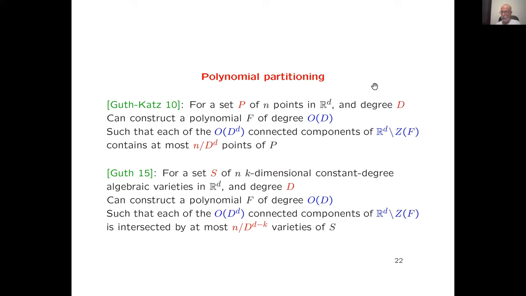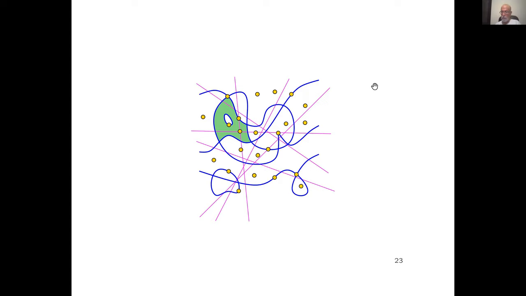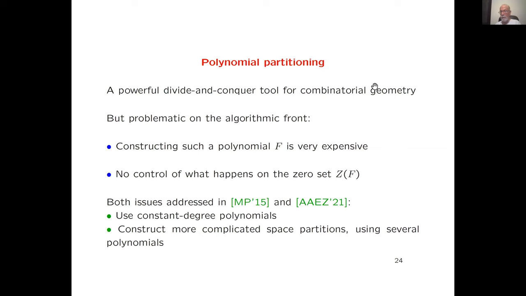So this is a poor rendering. The blue curve is the zero set, and you see cells. So each cell contains a few points, is intersected by a few lines, and so on. And this has become a completely new and extremely powerful tool for solving problems in combinatorial geometry. It all started with the Guth and Katz paper, who solved Erdős's distinct distance problem almost optimally, which created a large stir in the community.